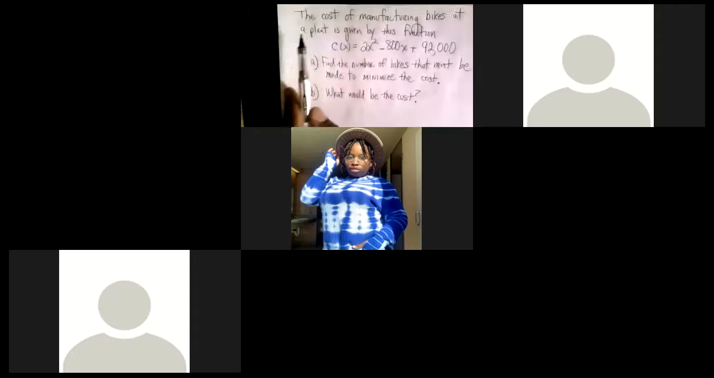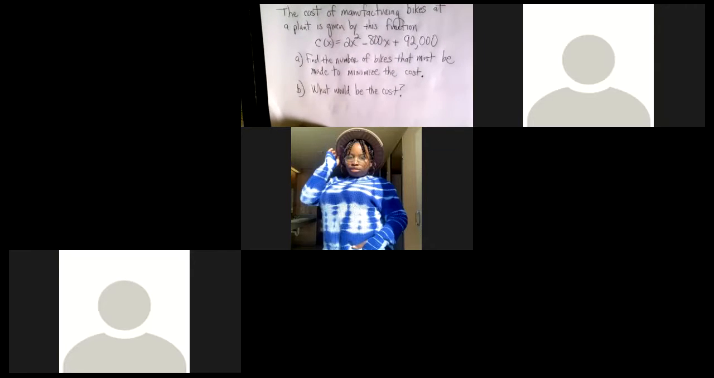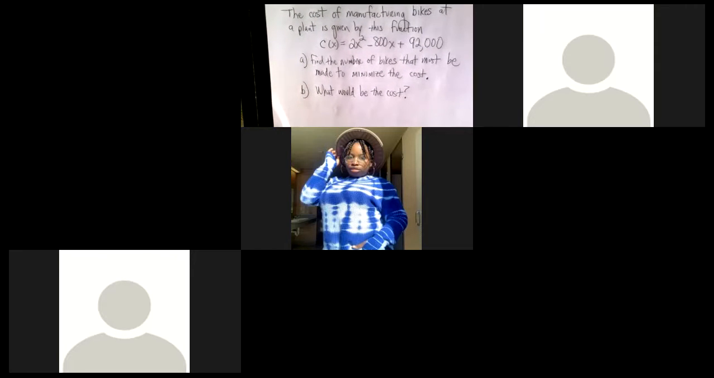So, again, the cost of manufacturing bikes at a plant is given by a function, C of x, that's like the cost function: 2x squared minus 800x plus 92,000. We find the number of bikes that must be made to minimize the cost. What would be the cost?